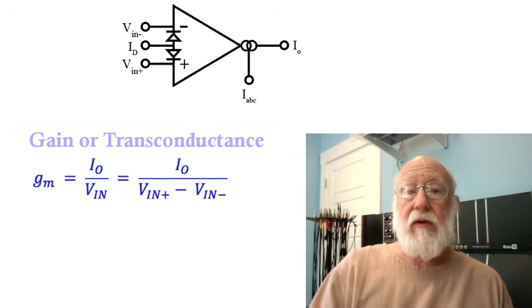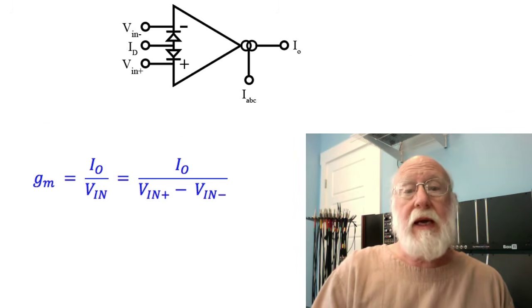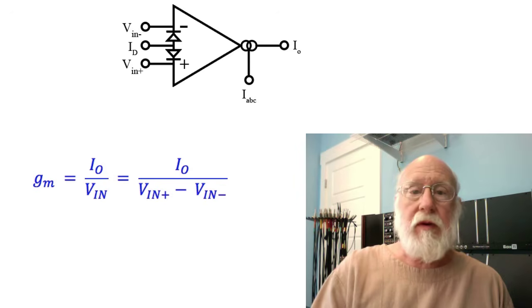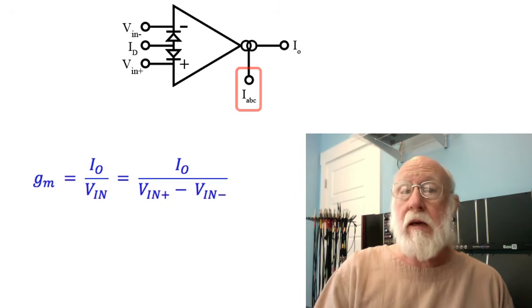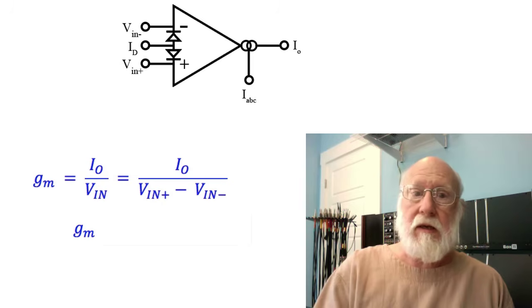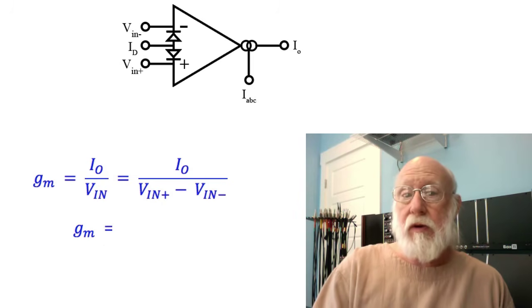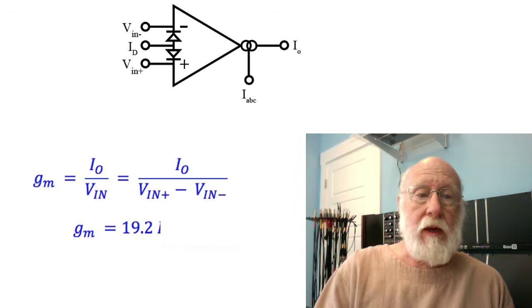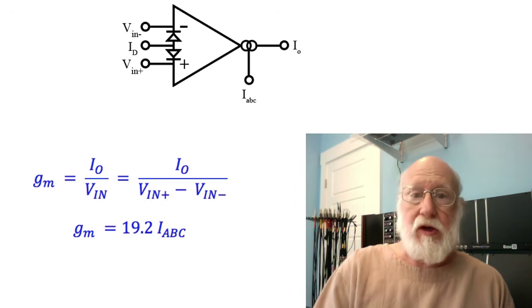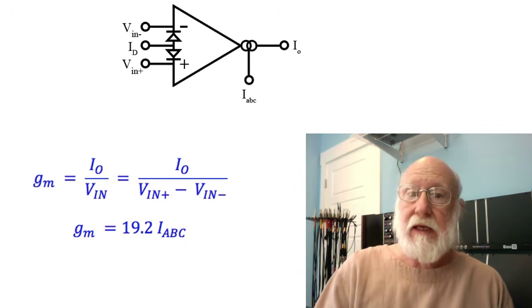The key to the usefulness of the OTA as a voltage-controlled device has to do with the amplifier bias current input. And this is because the gain, G sub m, the transconductance, is equal to approximately 19.2 times the amplifier bias current. So by changing that current, you change the gain of the device.